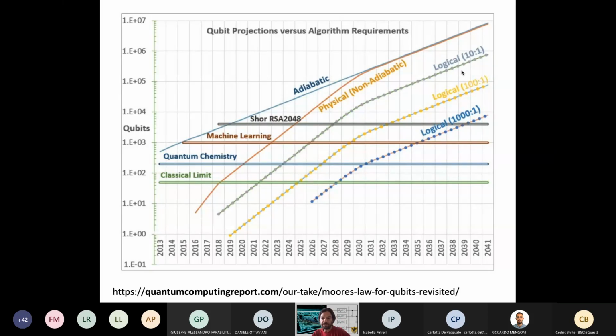This is an optimistic plot that I found on the Quantum Computing Report web page that I liked. So we are about here.